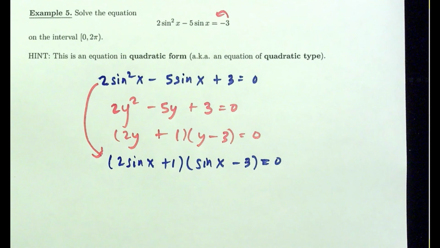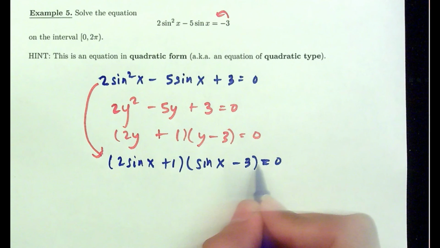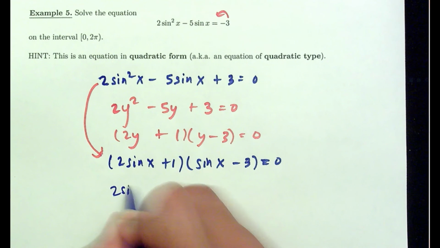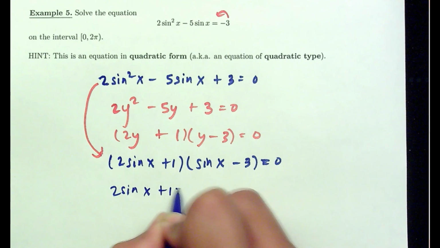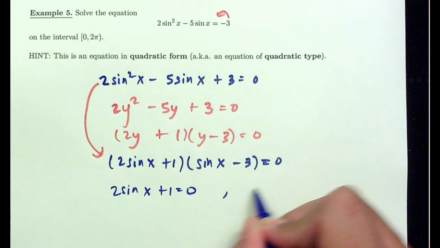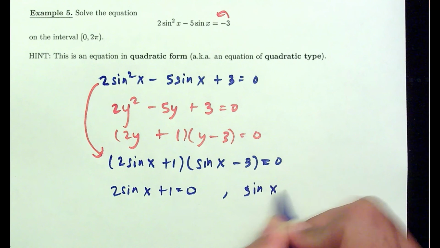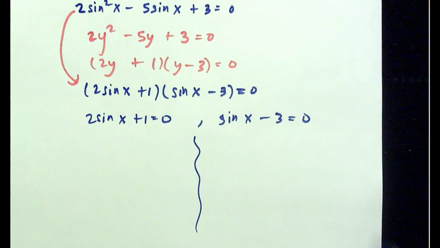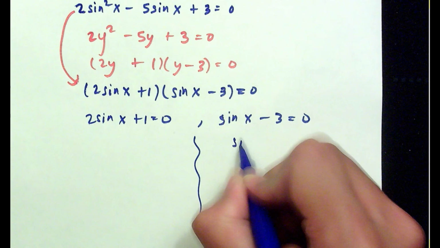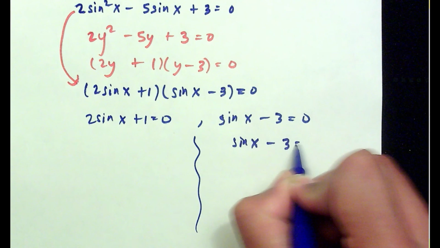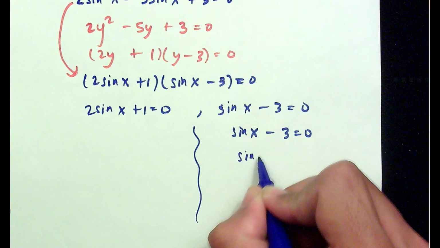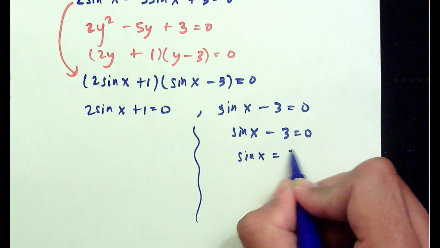Alright, good. Now, once you have factored it, you have a product of two things equal to 0, that means one of them is 0. So you take each of them and set them equal to 0, and then solve each of them. Let's start with this one. This one says sine of x minus 3 equals 0. Then move the 3 to the right hand side, and this is going to be sine of x equals 3.